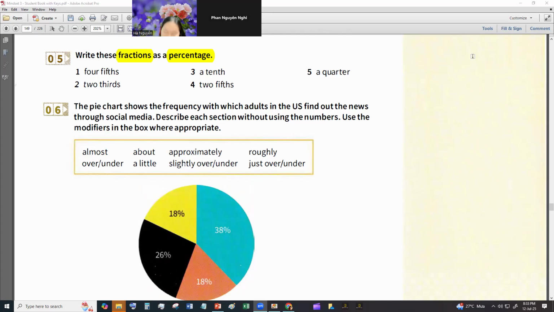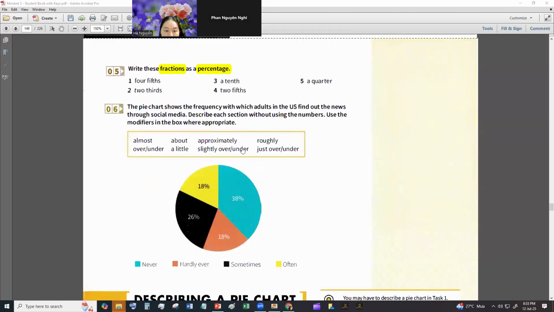I have sent that again. I'm so sorry. It's okay. Thank you very much. Yes, so 4/5 is 80%, 2/3, 66, a tenth, 10, 2/5, 40%, and a quarter, 25%. Good job, Nghi. So remember, fractions, meaning you have the numbers over a number, right? Like 4/5. Okay, and percentage is like out of 100. How many percent? Right, so you can use those fractions to write descriptions for exercise 6.